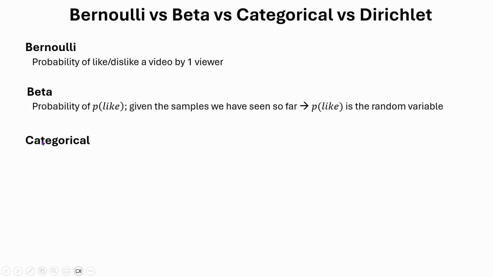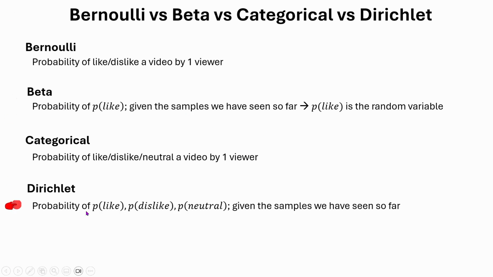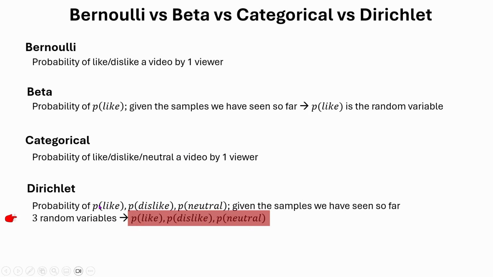Next, let's talk about categorical distribution. We have talked about this in the previous slide, but still, this is what it means. Probability of like, dislike, or neutral a video by a single viewer. So Dirichlet distribution is very similar to beta distribution, but it is just for the categorical case. So probability of P like, P dislike, and P neutral. That is what Dirichlet distribution is, given the samples we have seen so far. So understand that here we have more than two possible outcomes. In that case, we are going to use Dirichlet distribution. And here, there will be three random variables for this distribution: P like, P dislike, and P neutral. Now understand that, for example, if there were 5 possible outcomes, then there would be 5 random variables, and we would get the probability of those 5 random variables.